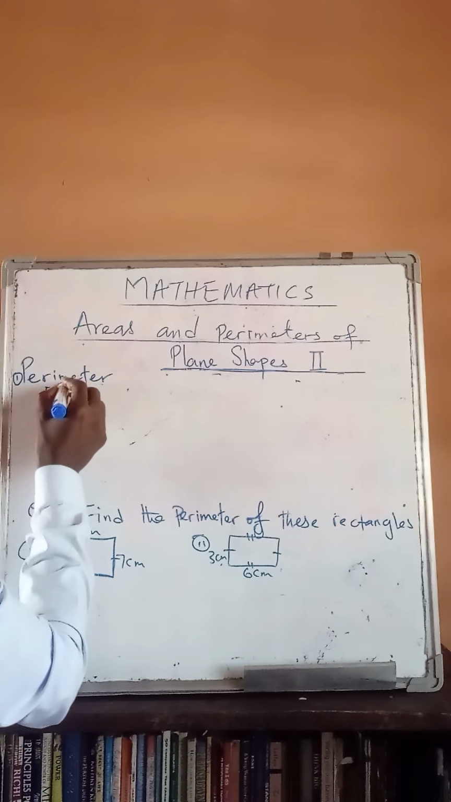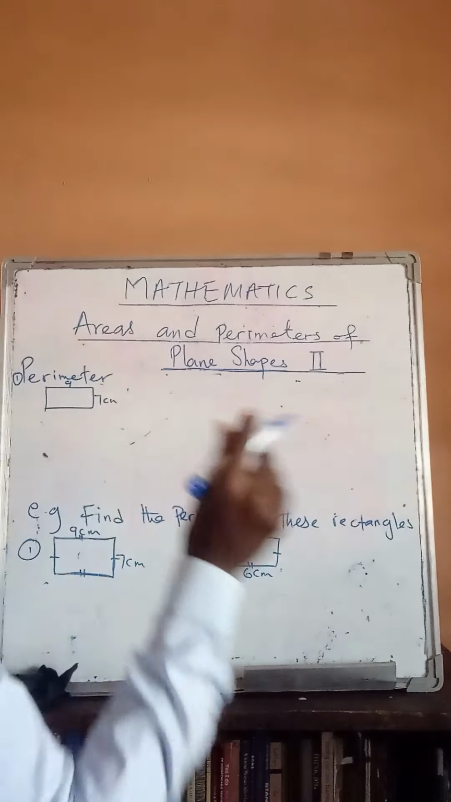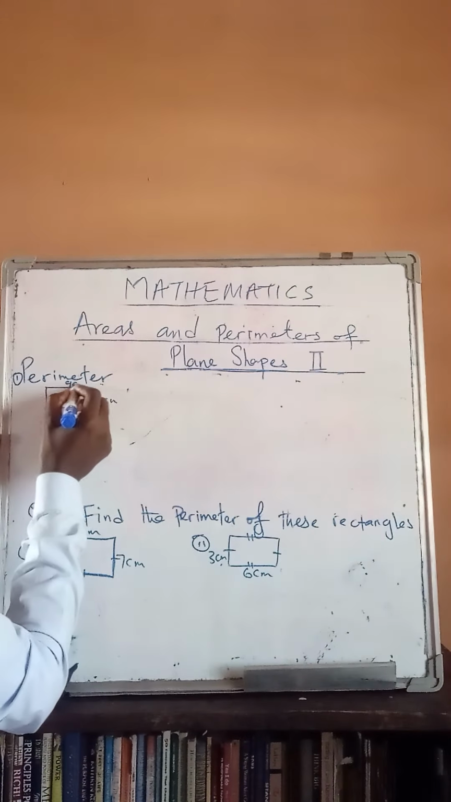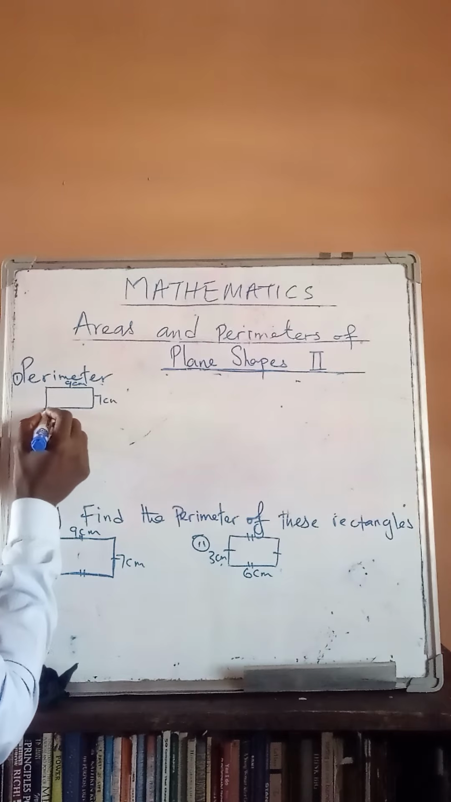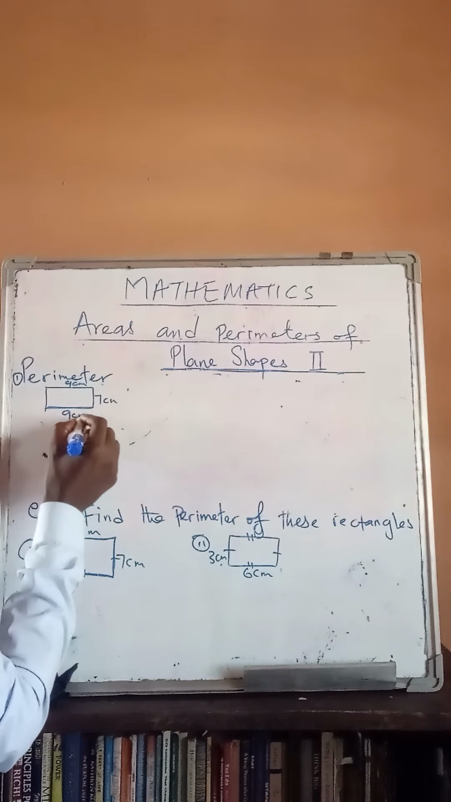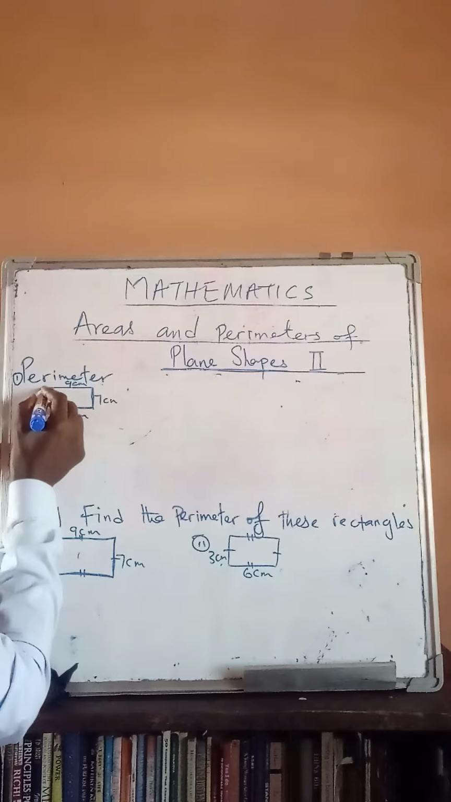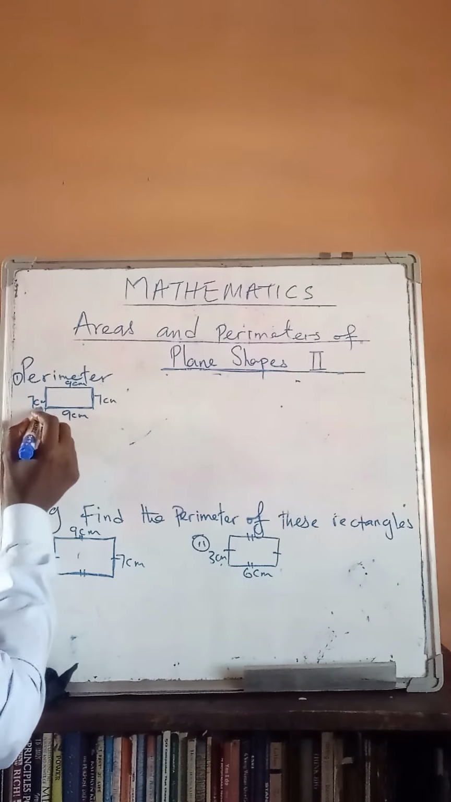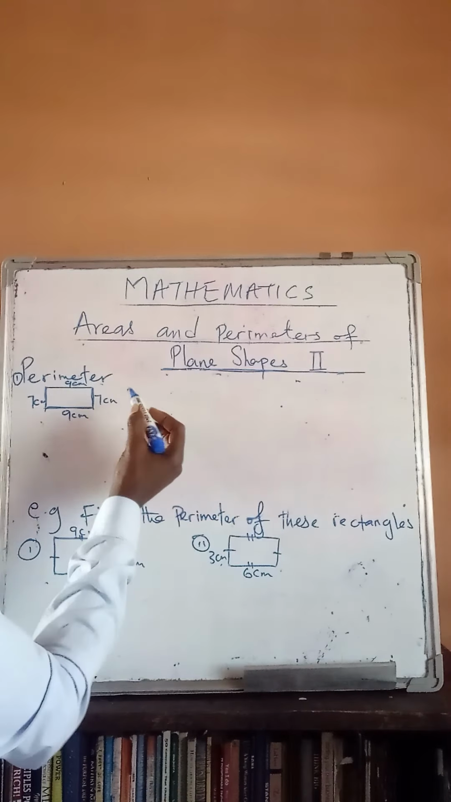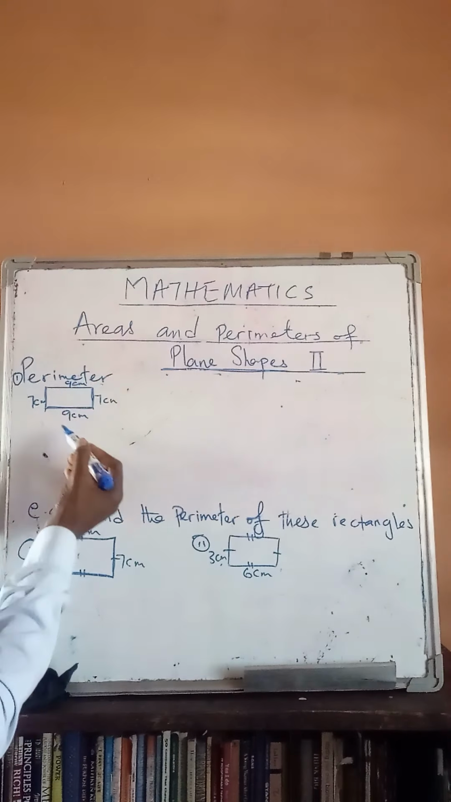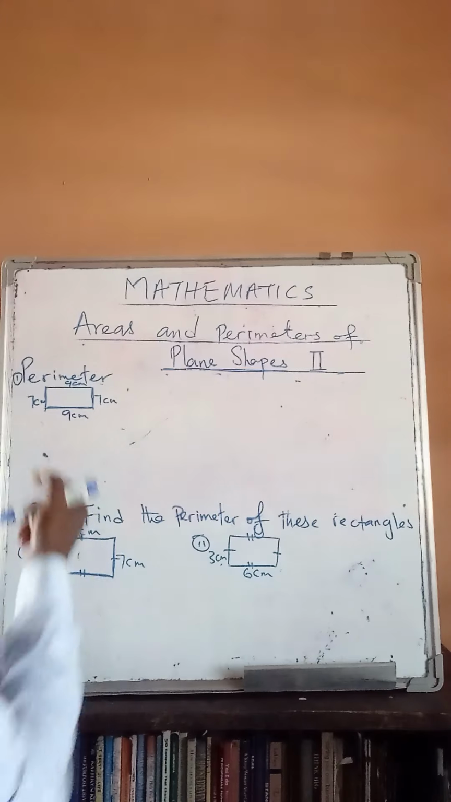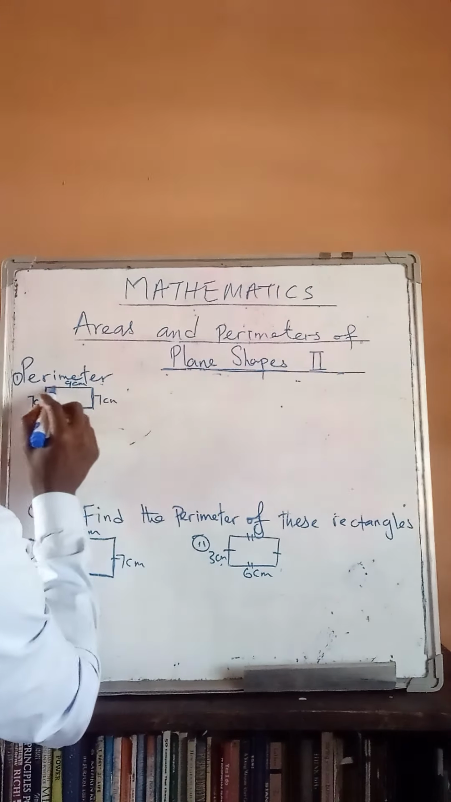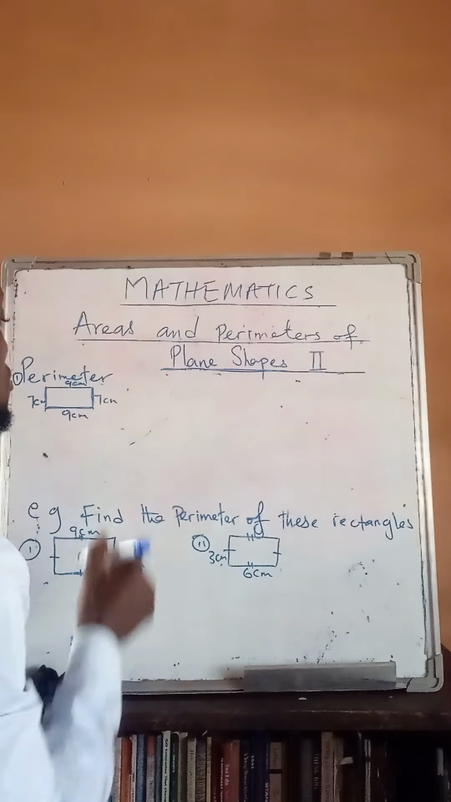Now we have 9 centimeters here, 7 centimeters. We said the opposite sides are equal, which means the opposite side here is 9 centimeters. The opposite side here is also 7 centimeters. So if we have 7 centimeters here, then we have 7 centimeters here. If we have 9 centimeters here, then we have 9 centimeters here. So now, how do we calculate this perimeter? We are going to add up all of these sides together.